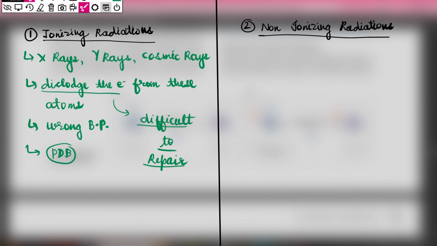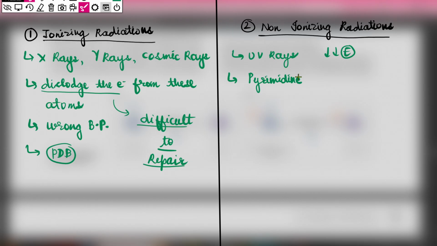Then another one is the non-ionizing radiations. The best example here is ultraviolet rays. Ultraviolet rays are considered non-ionizing radiations. They have comparatively less energy as compared to the ionizing radiations. Now one of their targets where they act is on the pyrimidine.